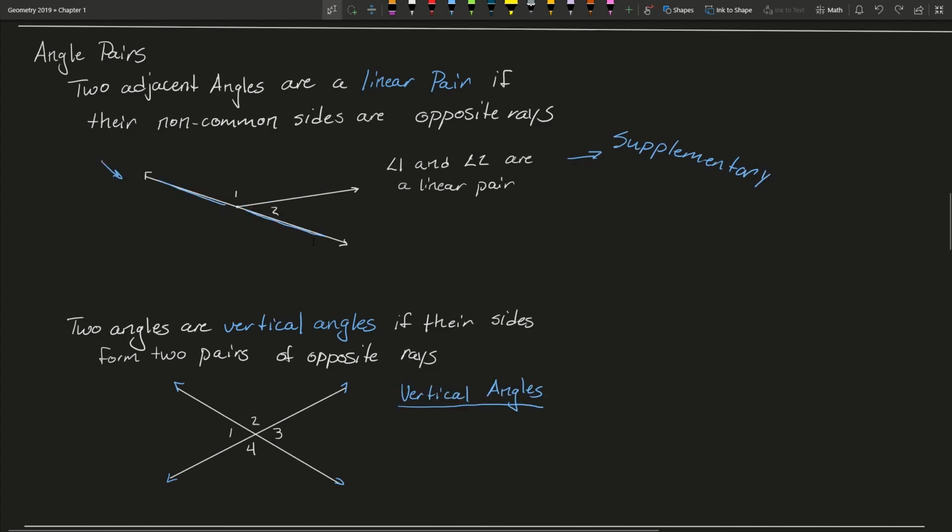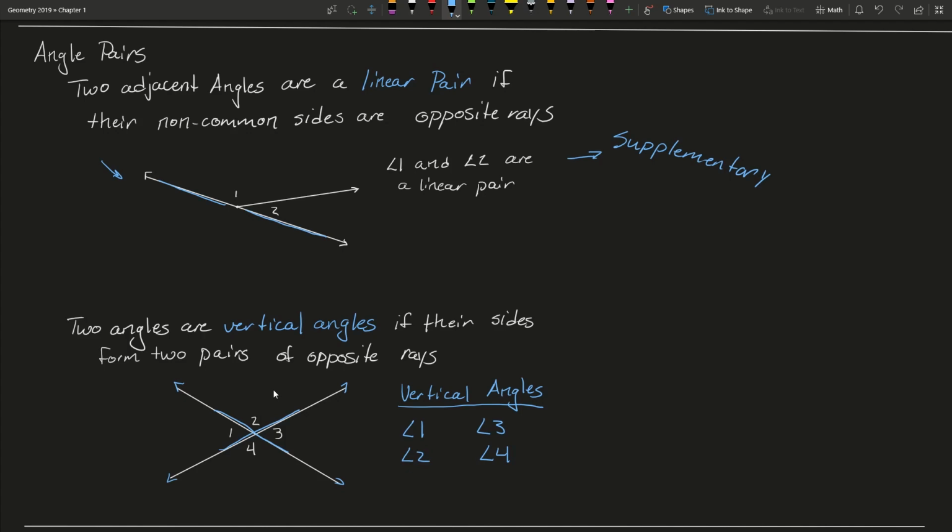The next relationship we can talk about is that of vertical angles. Two angles are vertical angles if their sides form two pairs of opposite rays. So in this figure, angle 1 and angle 3 are vertical angles because the sides of angle 1 form pairs of opposite rays with angle 3. So angle 1 is vertical to angle 3. You can also say that angle 2 is vertical to angle 4 for the same reason.